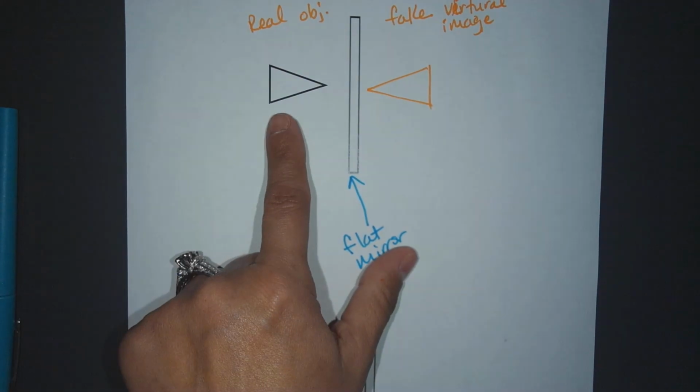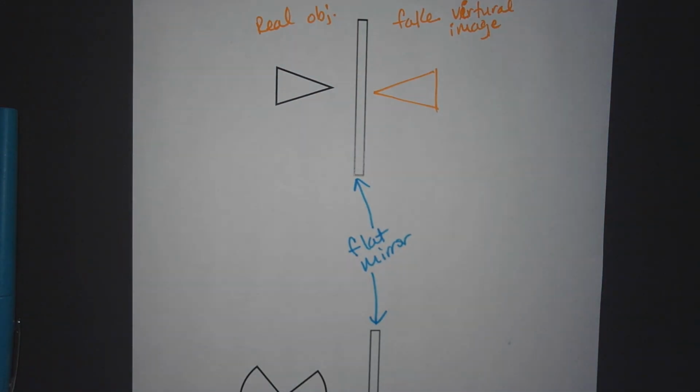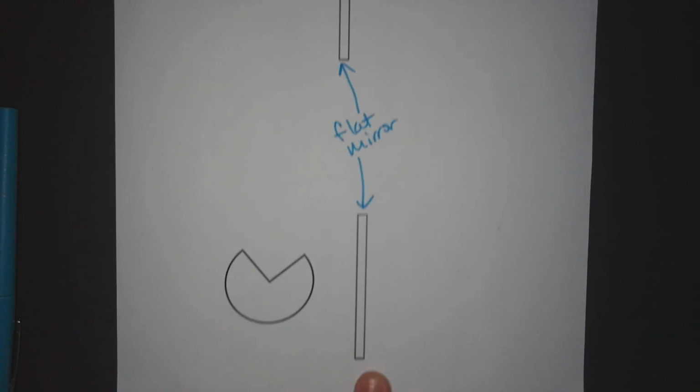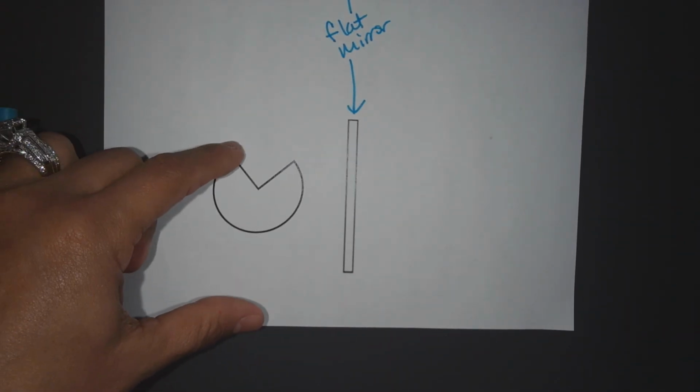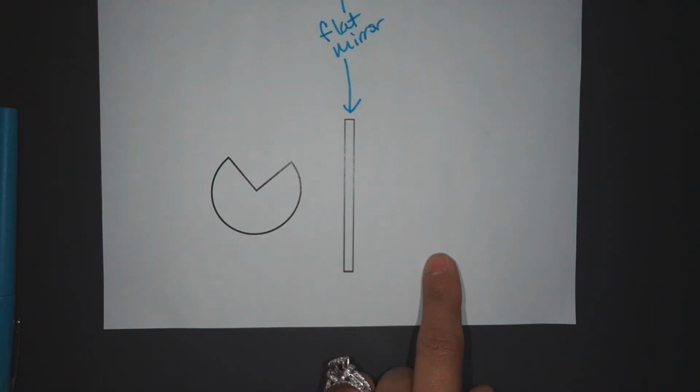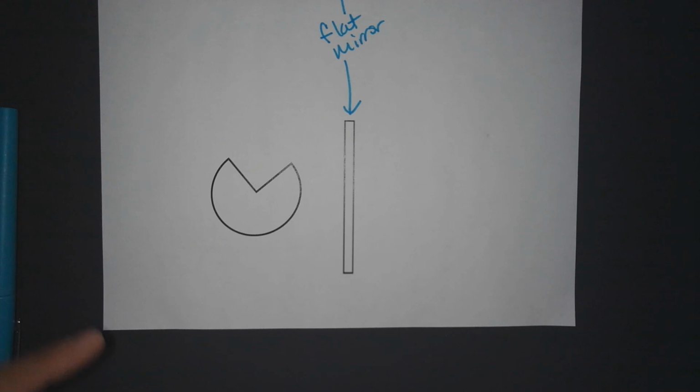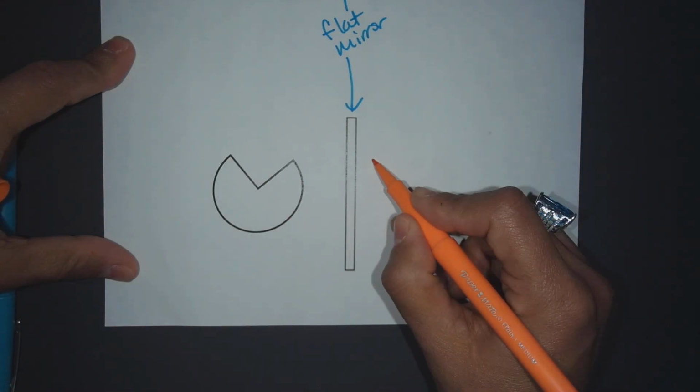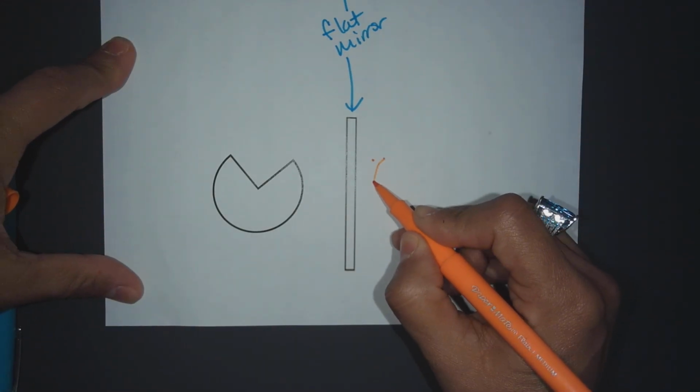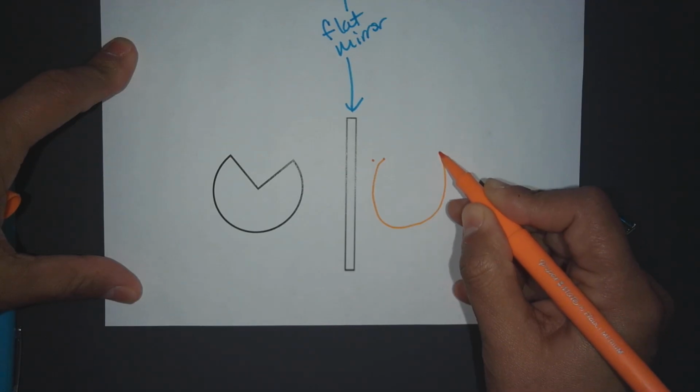Because it's inverted, or it's opposite. I'm sorry, it's opposite. It's flipped. It's always going to be flipped. Let's do it again. If this is the real object, my fake object is going to be flipped. Go ahead and draw one, but it should be about the same size as well.